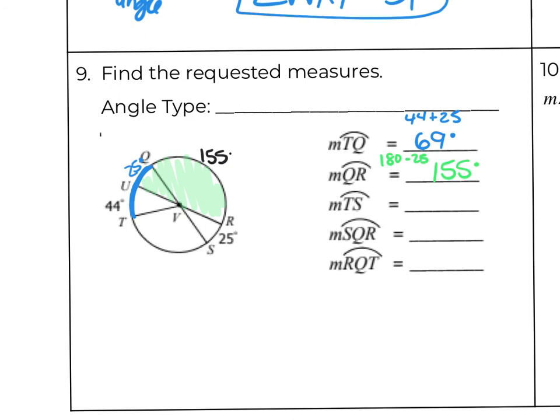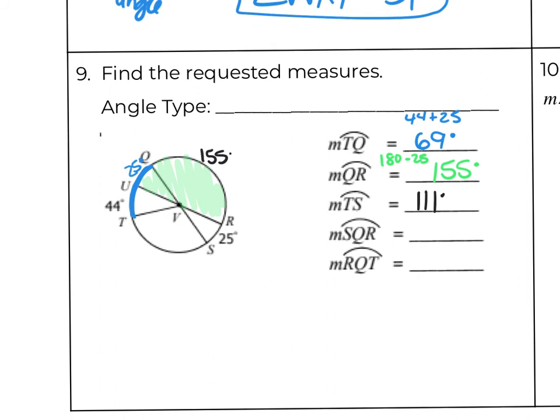All right, only way to find TS. No, sorry, there's two ways. How can we find TS? Ryan, do you know how? Charles? 180 minus 44 minus 25. Did you get 111? Yeah. Okay. That's how you do it, though.